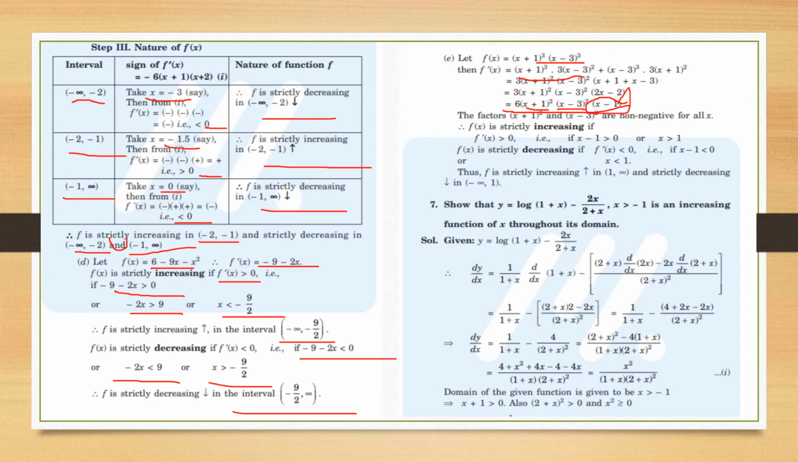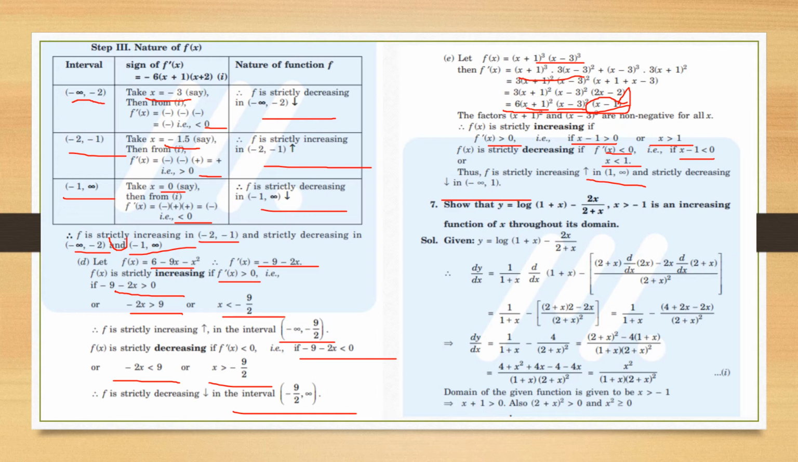Okay, so my function will be strictly increasing if my derivative is positive. That is, this 6 is always positive, the other 3 are positive. So x minus 1 should be greater than 0. That is, x is greater than 1. And it will be decreasing if x is less than 1. Okay. So that means my function is strictly increasing in the interval 1 to infinity and decreasing in -infinity to 1. Okay.